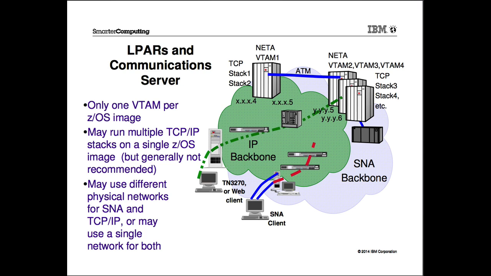You can use different physical networks for SNA or TCP/IP, or you can use a single network, or you can use both. So for example, in this picture, we have an IP backbone, an SNA backbone. They're overlaid over some of the same hardware. Some of the hardware is unique. But the main thing to remember about the structure is each LPAR has one VTAM, and then within the LPAR there can be multiple TCP/IP stacks, though usually there's only one.